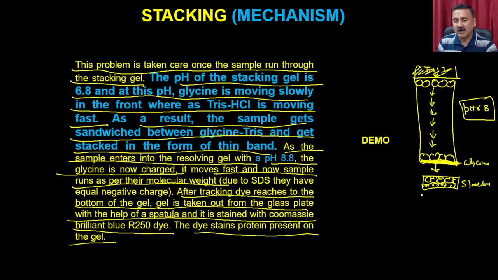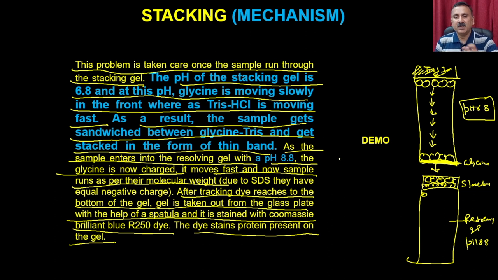As soon as this is done, you are going to have the resolving gel. They will enter into the resolving gel, which has a pH of 8.8. Once the pH 8.8 is there, this glycine block is going to be removed and then the molecules will run as per their molecular weight. The velocity V is inversely proportional to 1 by m, okay? And that is how the larger molecule will run slower and the smaller molecule will run faster, right?